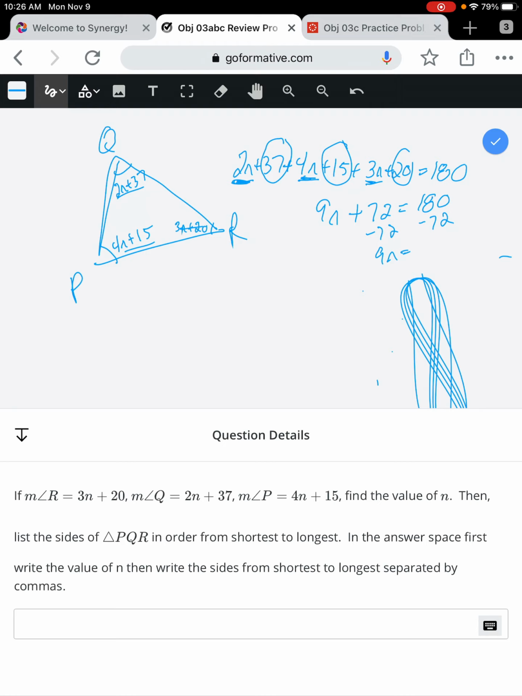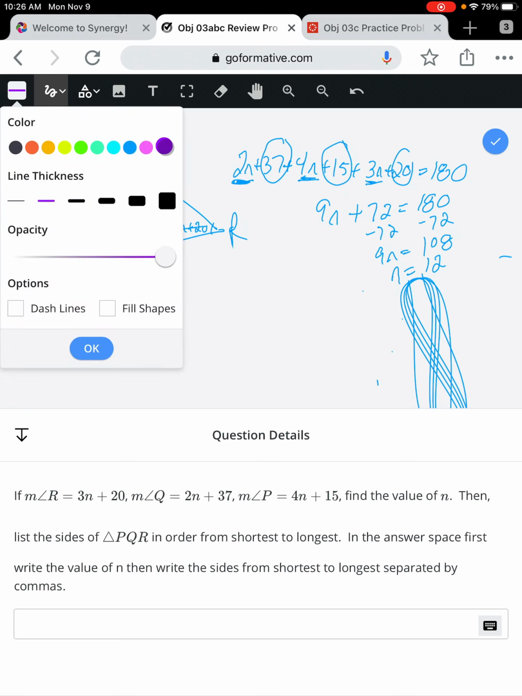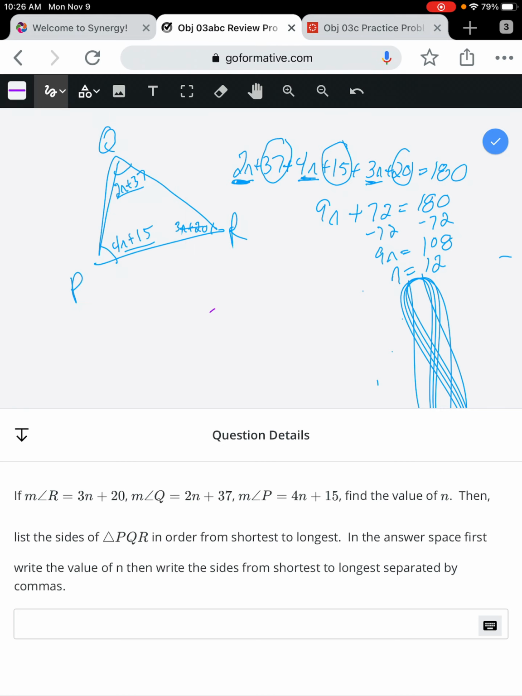Okay, 9n is equal to 108, and n is 12. All right. Once I know n was 12, then I can substitute it in for each of these. So that's going to be 2 times 12 plus 37, so this angle would be 61 degrees.